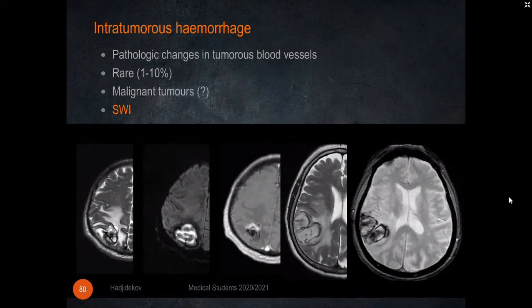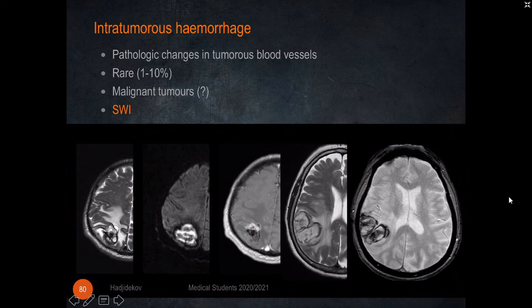Also, it's very important with these modern sequences, advanced techniques, to rule out intratumoral hemorrhage. If you have any pathological changes in the blood vessels of the tumors, it's rare, but sometimes it can bleed. So some tumors can bleed. Usually those are malignant tumors, but not always. So we are relying on these susceptibility weighted imaging techniques to rule out the hemorrhage.